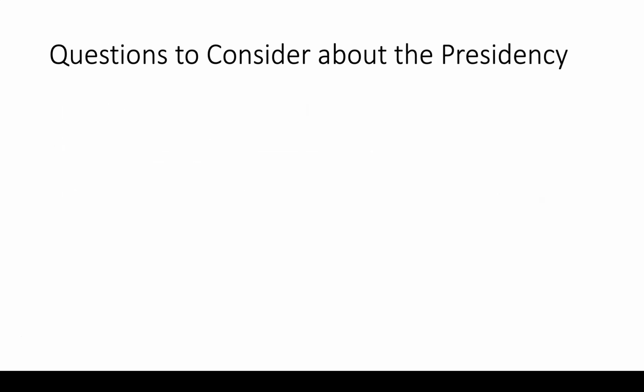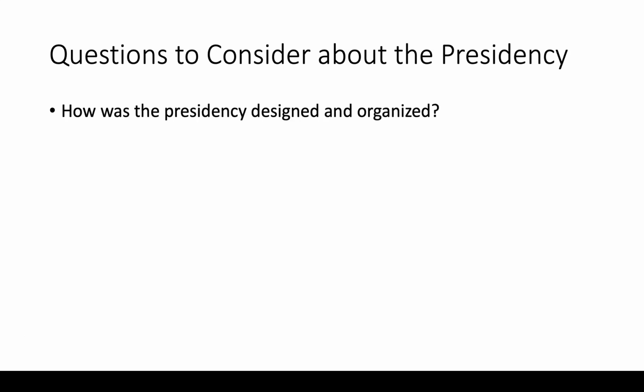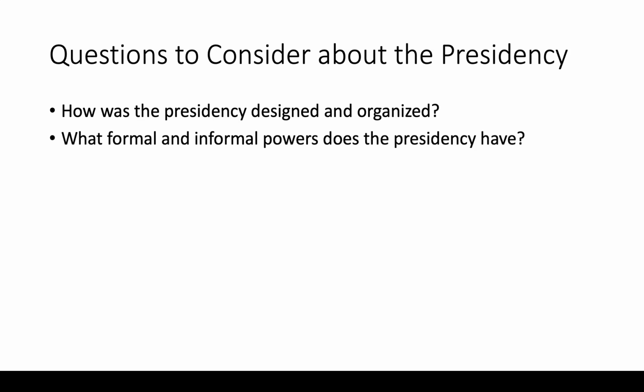Some questions to think about when you're covering the presidency in Chapter 12. How is the presidency designed and organized? Remember, the framers were fearful of a strong executive, a king, so they intentionally designed the presidency to be limited. But how has that limitation basically become loosened over time? What are the formal and the informal powers that the presidency has at its disposal? Very much constitutional authorities, but there are also some informal powers that the presidency has.